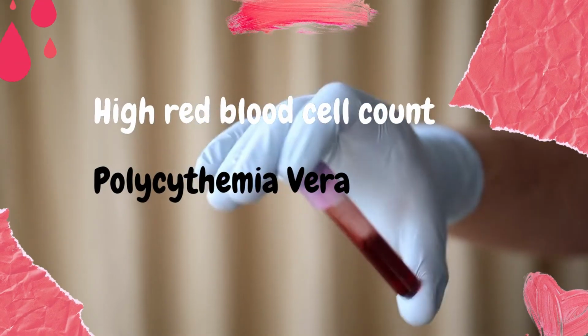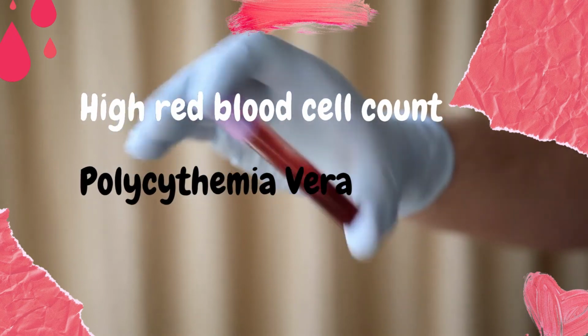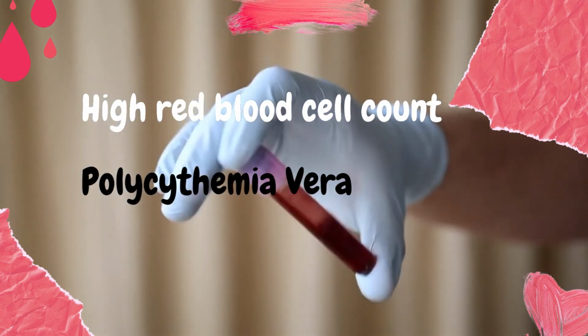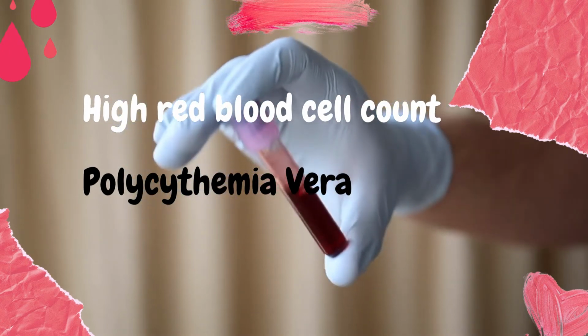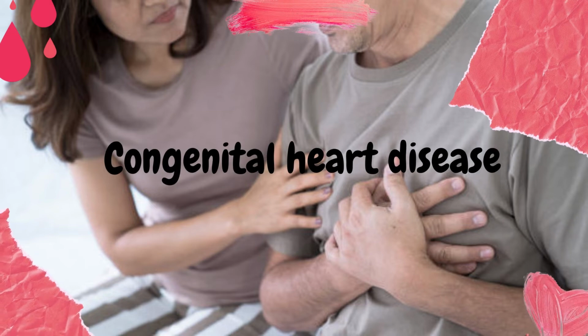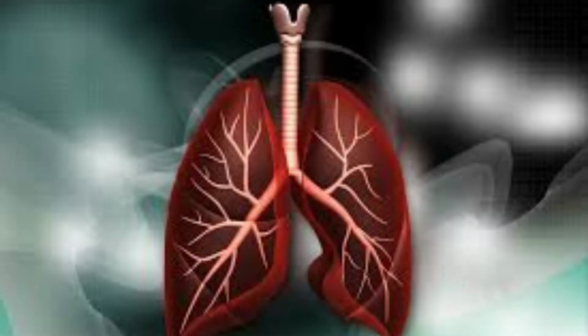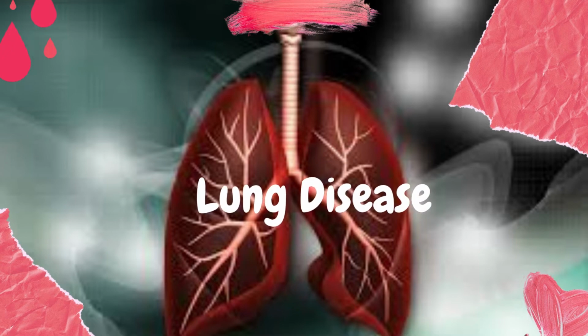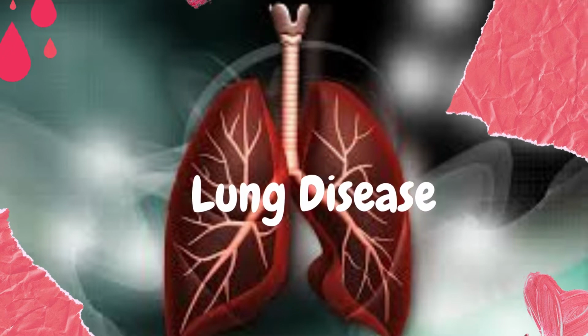Medical conditions that affect a high red blood cell count include polycythemia vera. It means a high red blood cell count causes your blood to thicken, leading to heart attack or stroke. Congenital heart disease: one or more structures in your heart is irregular due to not forming completely during fetal development. Lung disease: the tissue in your lung scars due to emphysema, COPD, or pulmonary fibrosis.